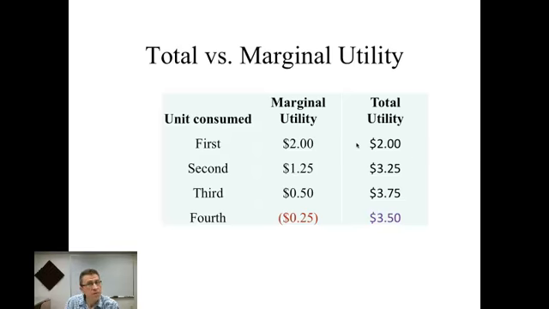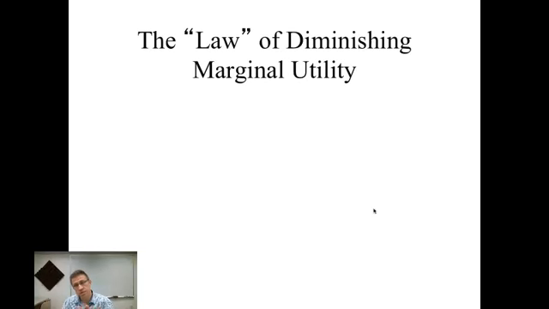So it's always the same for the first unit. The second unit, you get some extra amount of satisfaction. The total utility captures the satisfaction from the first unit and the satisfaction from the second unit. For the third unit, you get the $2, the $1.25, and the 50 cents. Relatively straightforward.